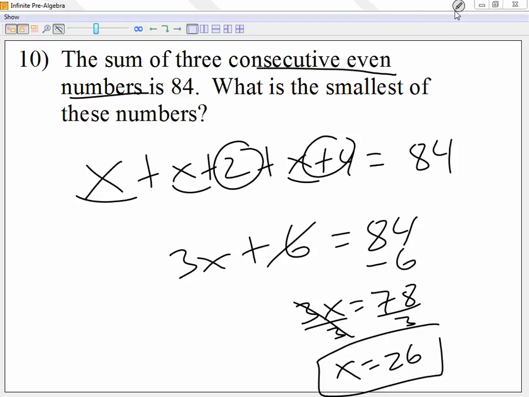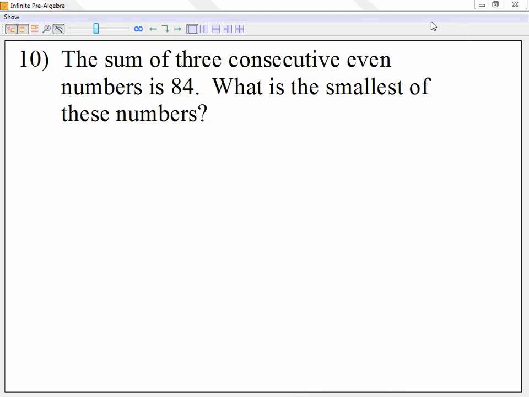Do you remember that this Friday we have a test? On the test, you will have word problems. Not the whole test, but some of them will be word problems.